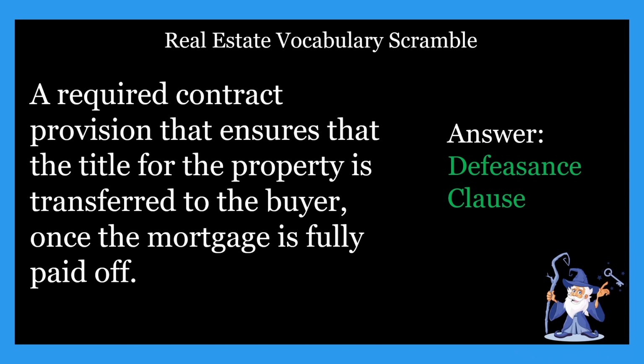Defeasance clause. So the defeasance clause is a required contract provision that ensures that the title for the property is transferred to the buyer once the mortgage is fully paid off. In other words, the defeasance clause is a provision in a mortgage that will allow the home buyer to redeem the full rights of a property upon the last payment to the mortgage lender. Basically, it's the clause that specifies that the lender must surrender all rights to the property once the mortgage is paid. At this point, the buyer gets title to the property.